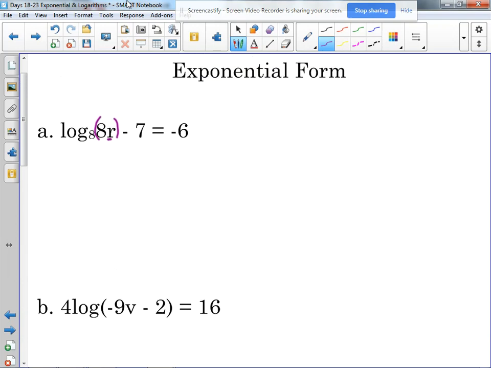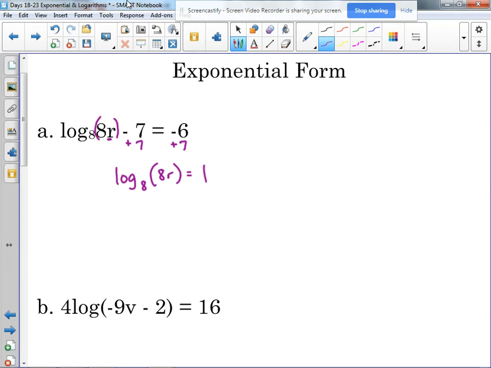So we're trying to get the variable by itself. It's stuck inside the logarithm. We must begin by getting the log by itself. So in this case, we need to add the 7 to the other side. Now, again, there were no parentheses to begin with. I'm going to put the parentheses there just to be clear and explicit as to what's inside the logarithm, because it's kind of protected in there. You can't take it out without changing forms.